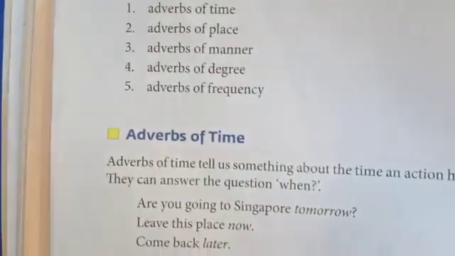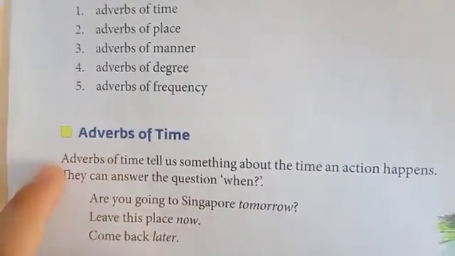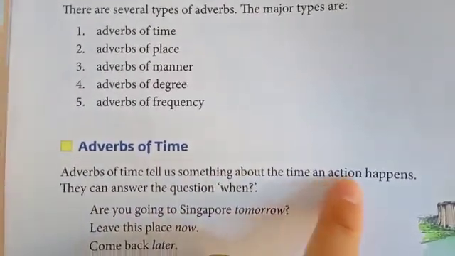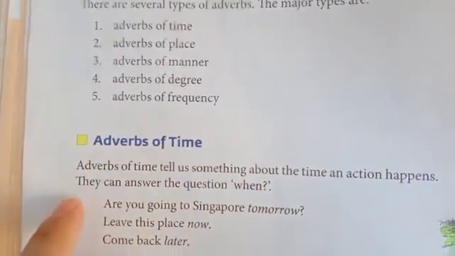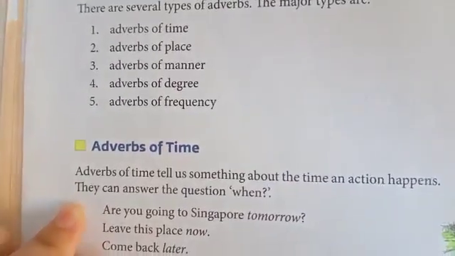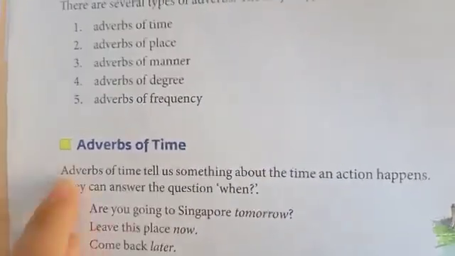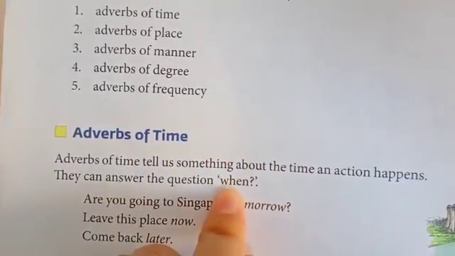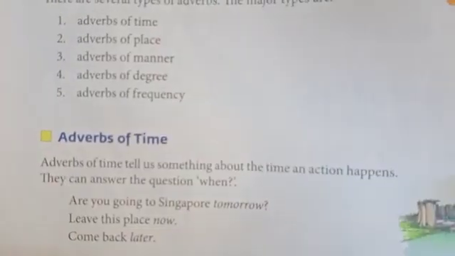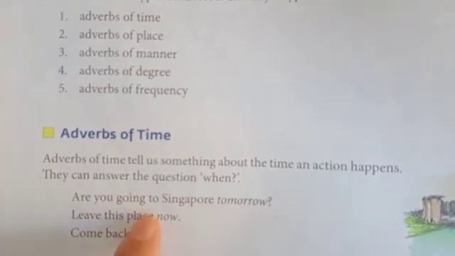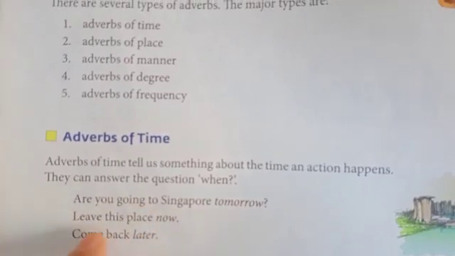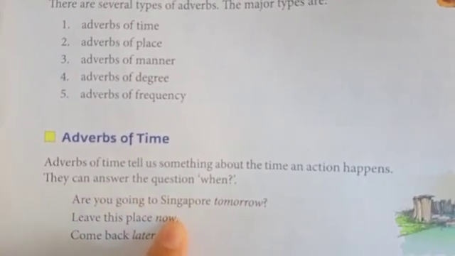Let us start with the first type, adverbs of time. Adverbs of time tell us something about the time an action happens. They can answer the question when. Okay, all of you underline that they can answer the question when. Alright, so are you going to Singapore tomorrow? So when? Tomorrow.